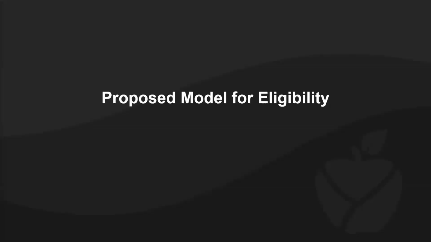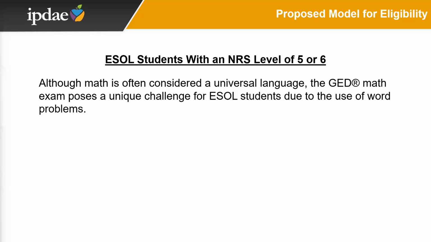So this, again, I'm using Indian River State College as a sample. Okay, but we're going to talk about the proposed model for eligibility. And I say that I'm using it as a sample because I wanted you to understand that these are internal policies that we've created based on our experience of doing this dual enrollment model over the past couple of semesters. So ESOL students with an NRS level of 5 or 6 are who we encourage and enroll in our classes.